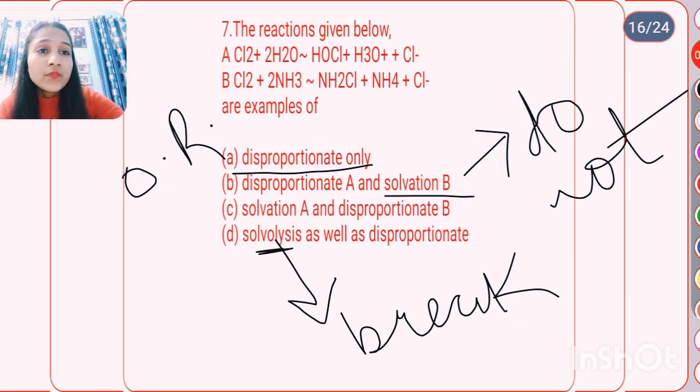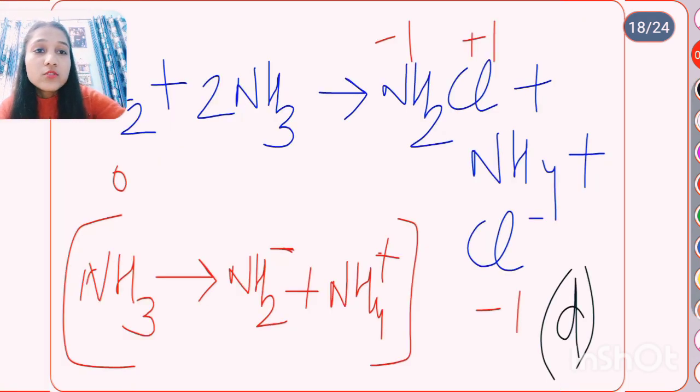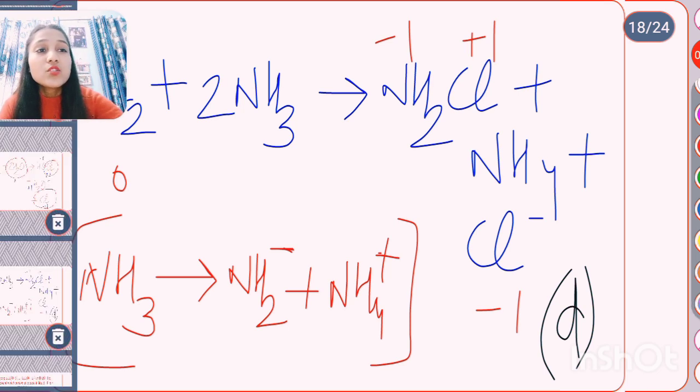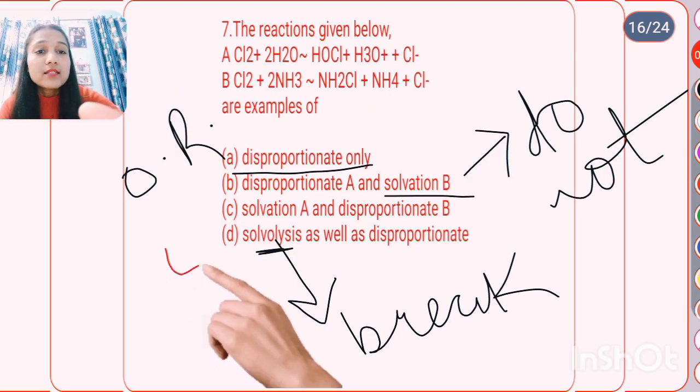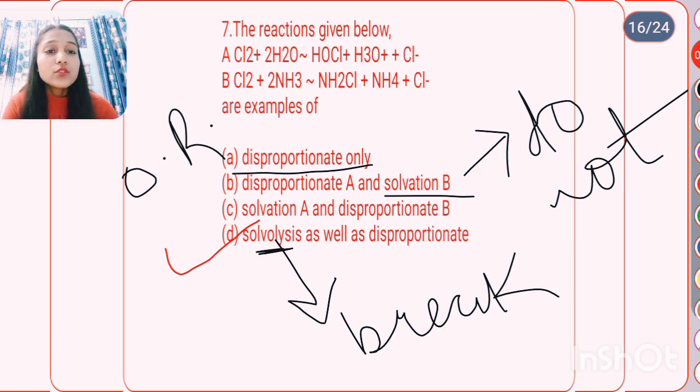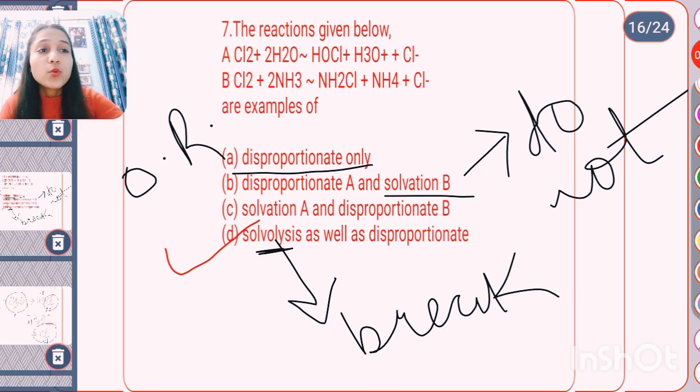Come back to the question. Here both solvolysis and disproportionation take place. If we talk about reaction B, here also the same case: Cl2 breaks into Cl positive and Cl negative. This is disproportionation, and NH3 here is the solvent. The solvent also breaks, undergoing self ionization to give NH2 negative and NH4 positive. So these two are examples of solvolysis and disproportionation. The correct answer is answer number D, solvolysis as well as disproportionation.